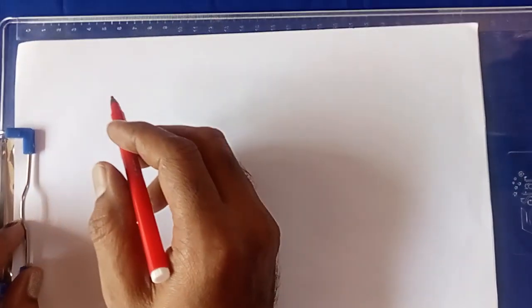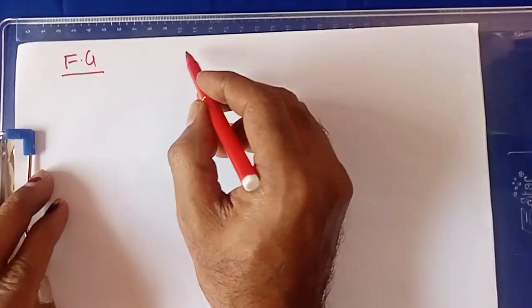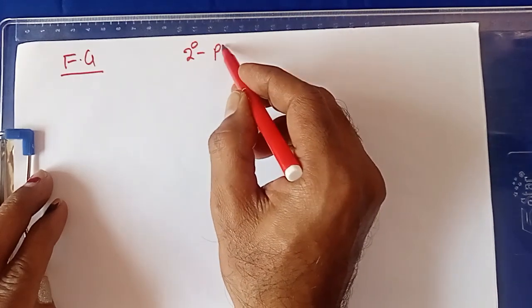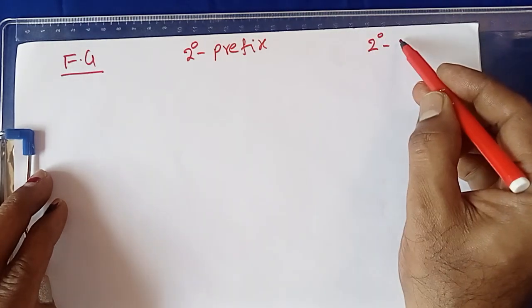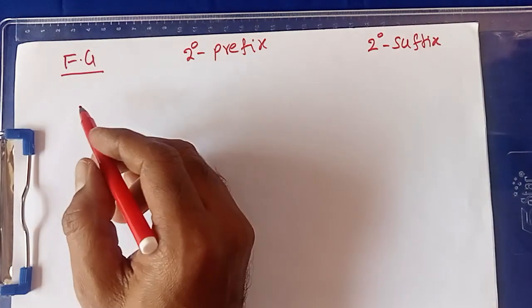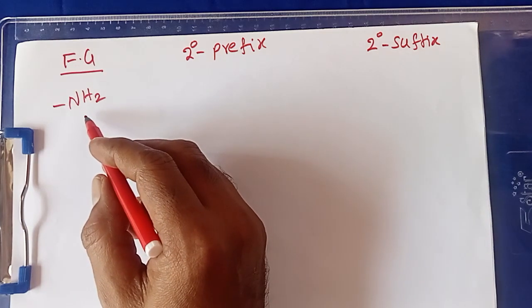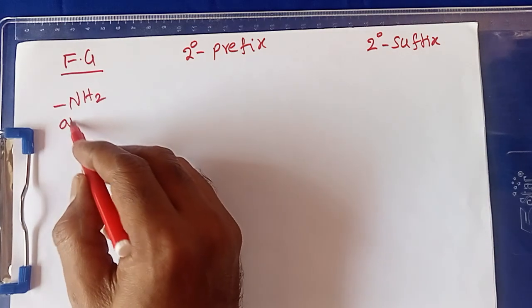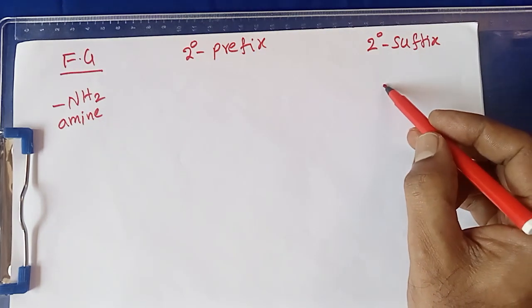Next functional group. Here FG means functional group, and secondary prefix, next secondary suffix. So here the functional group is what? NH2. This name is amine. This functional group name generally we can use as amine, same as it is you write in the secondary suffix. Amine.